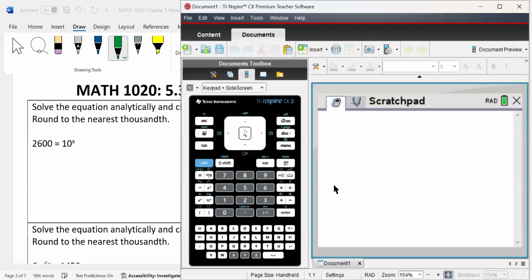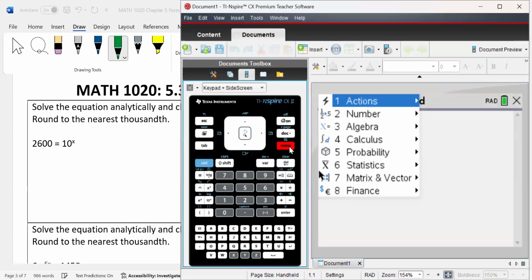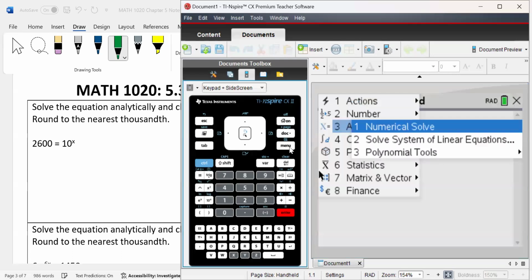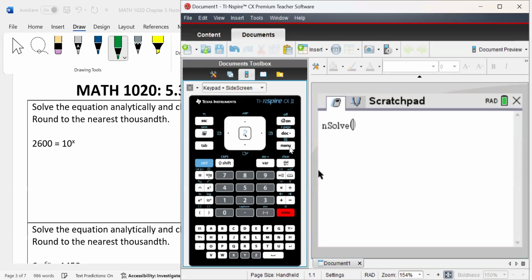So you're just on a regular calculate screen. We're going to hit menu, algebra, numerical solve. So it's not going to be anything new. We've done this before. Right. And to the x. Just make sure you're out of the exponent, you arrow to the right, then put your comma x.